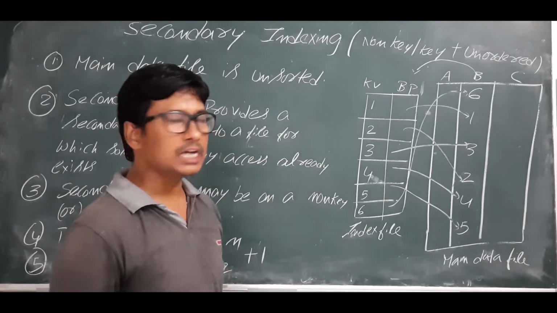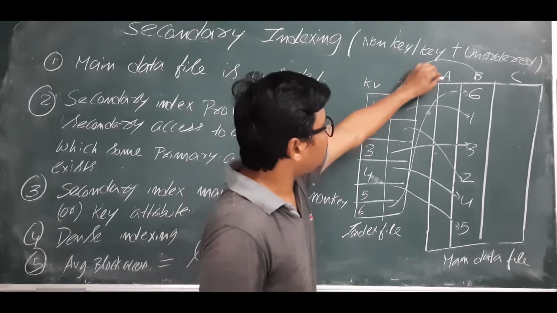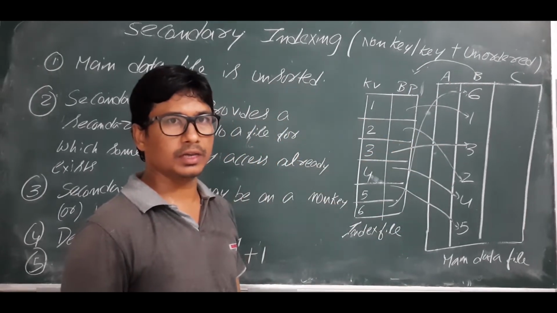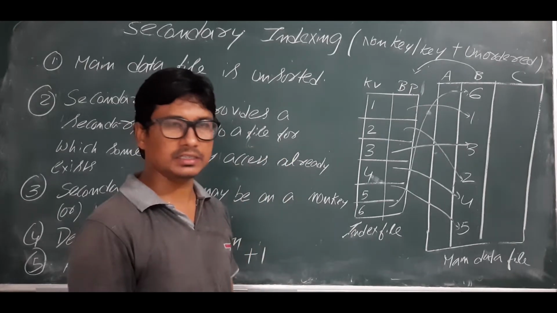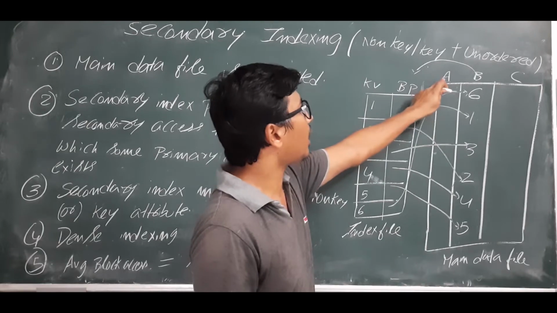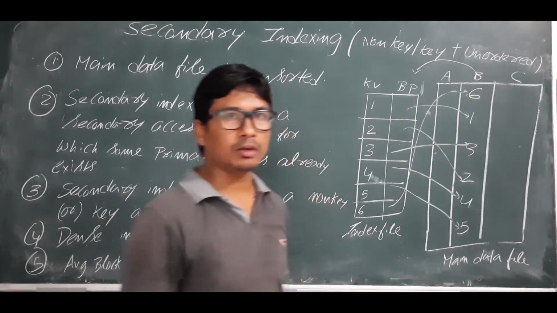Now you can ask me why it is unordered. If a file is ordered according to the attribute A, only then can we create the primary indexing. Am I right? If the data file is already ordered according to the attribute A, will it be ordered according to the attribute B?